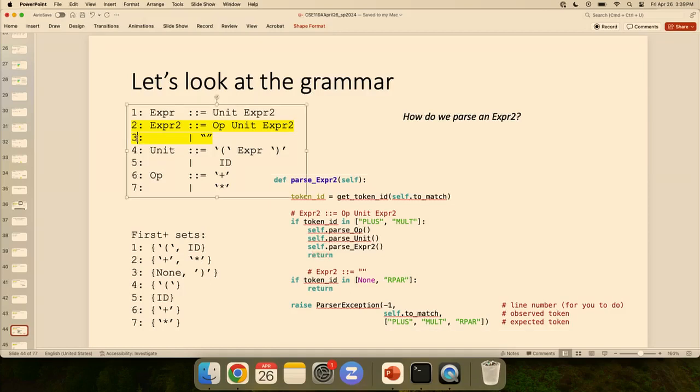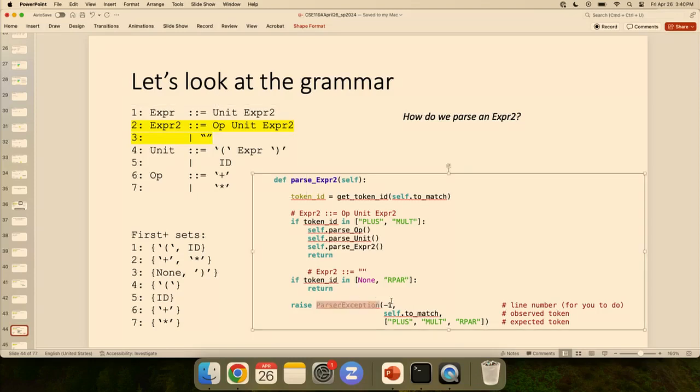The other option is if we pick rule number 3, that means our token ID is none or it's a right parenthesis. If that's in our first plus set, then that's the empty string, and that just means that we get to return. We don't have to do anything. Everything matches the empty string. We just return. And if we don't see any of those, then we have a parser exception. That means we're not going to accept that input string, so we just raise our parser exception.